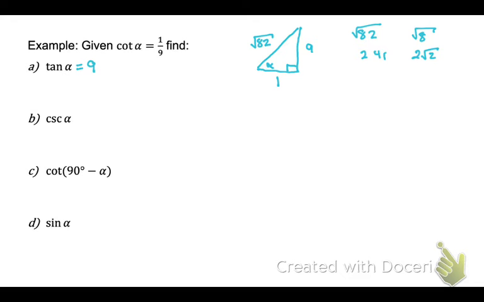So cosecant then is what over what? Square root of 82 over 9. Cosecant is related to sine. Cosecant is the reciprocal of sine, yes? Sine is opposite over hypotenuse. It's much easier just to remember sine, cosine, and tangent, and then reciprocate them. So sine would be 9 over the square root of 82, so the cosecant is going to be the square root of 82 over 9.